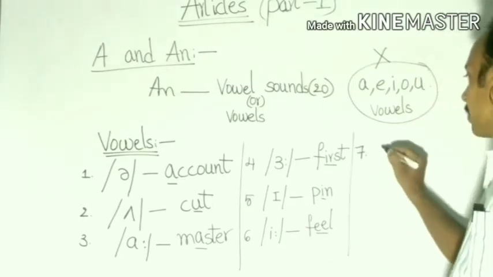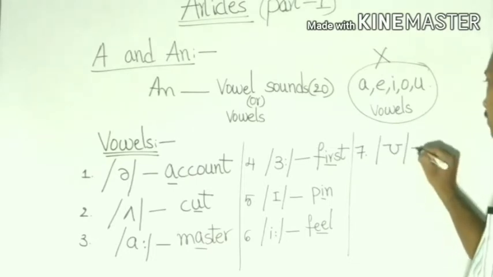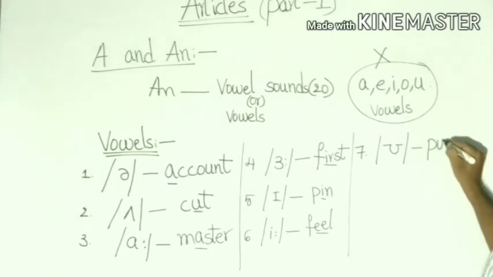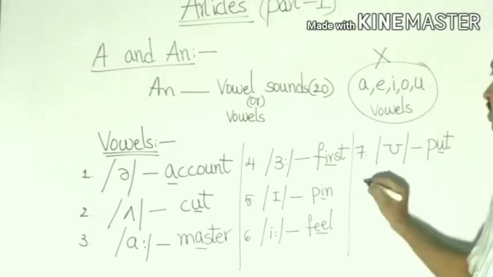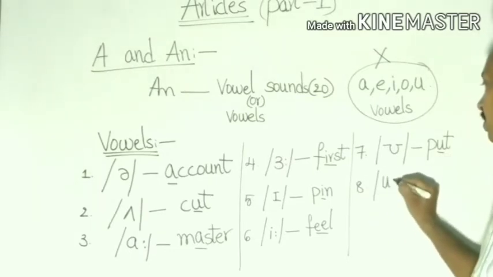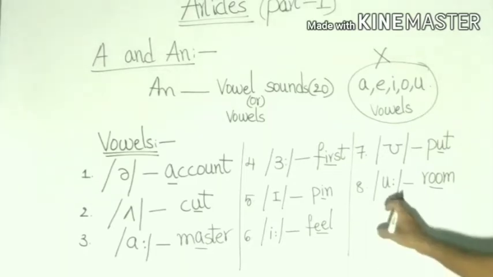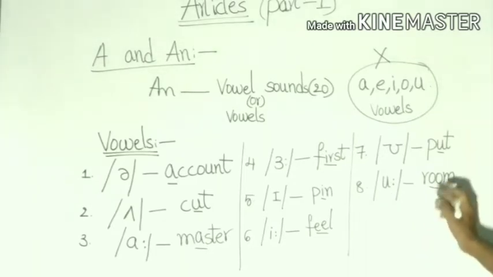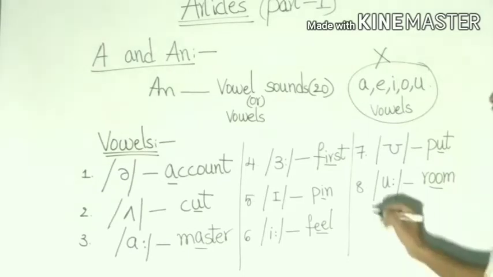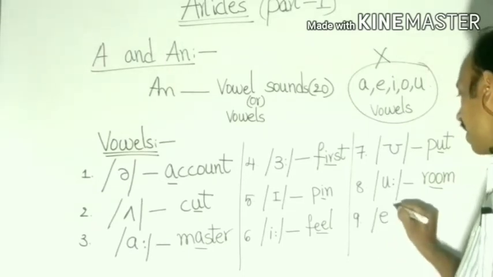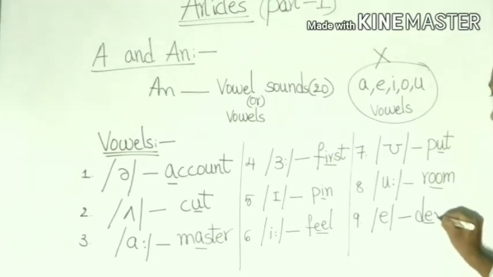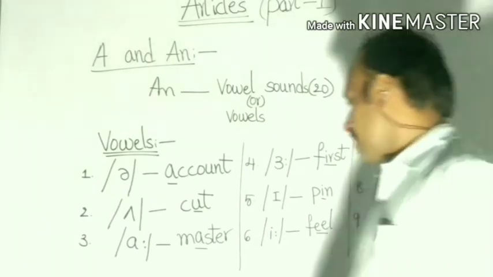Next one, as in put. U is giving this sound, put. Next one, elongation for this sound, as in room. This sound is the same. These two letters O are giving this sound. Next one, as in den. E is giving this sound. Day, den. Next one.